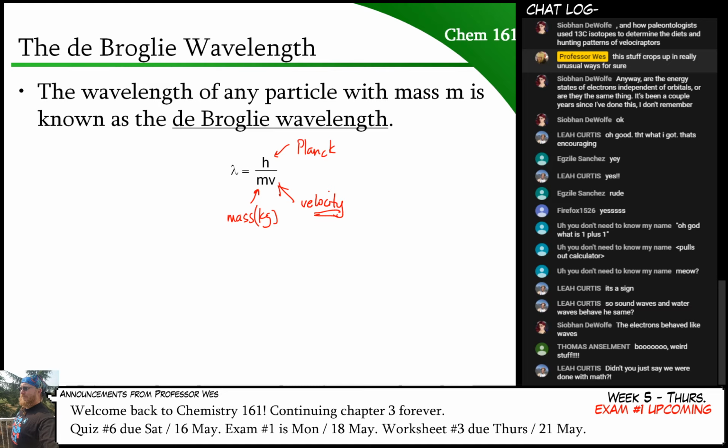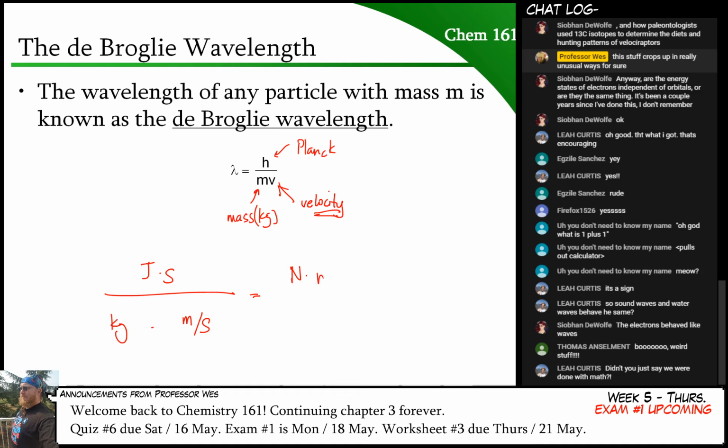Now, the units of this equation are a nightmare, which is, again, great that we don't have to worry about this. I'm going to work this out anyway. The units of Planck's constant are joule seconds. The units of mass are kilograms. And the units of velocity are meters per second. And you'll notice that nothing cancels out until I do this.